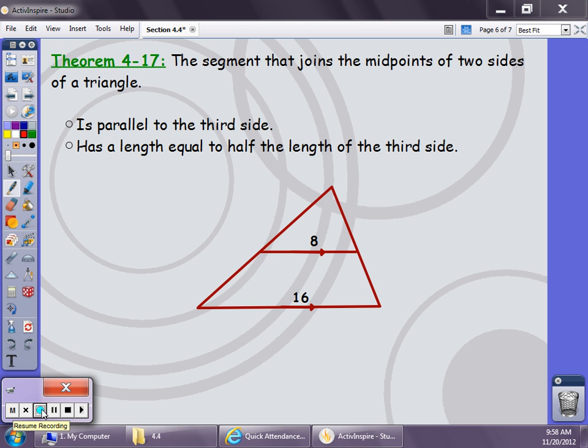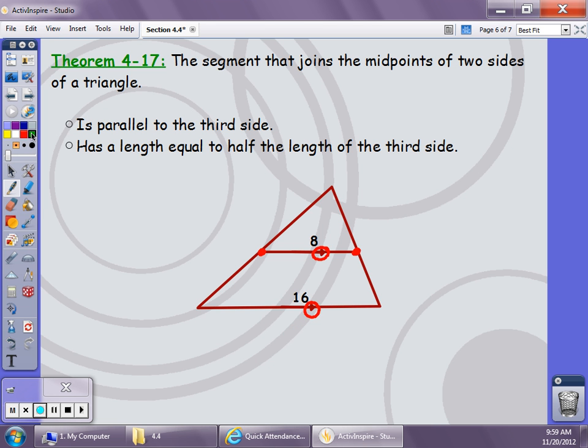The last theorem we're going to take a look at today is Theorem 4-17, and this deals with the median of a triangle. The segment that joins the midpoints of two sides of a triangle is parallel to the third side, which is down here. And this is going to have a length equal to half the length of the third side. So if the median is 8, then the side it's parallel to is 16.